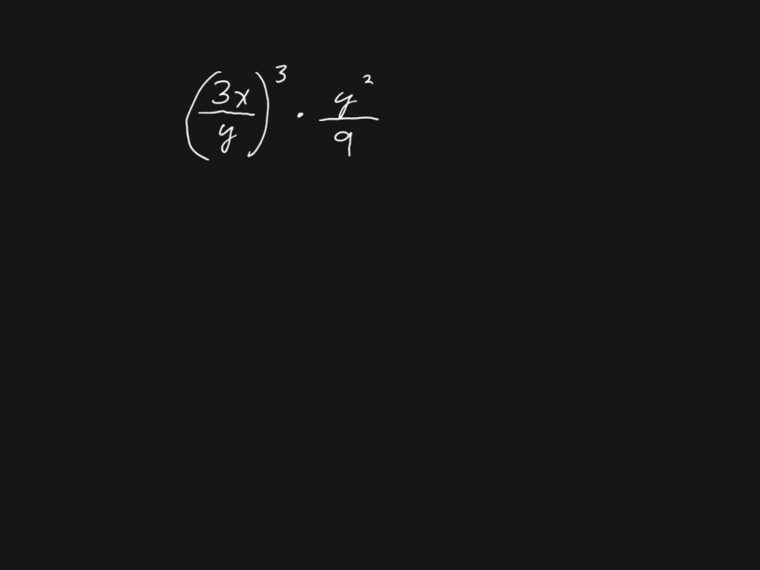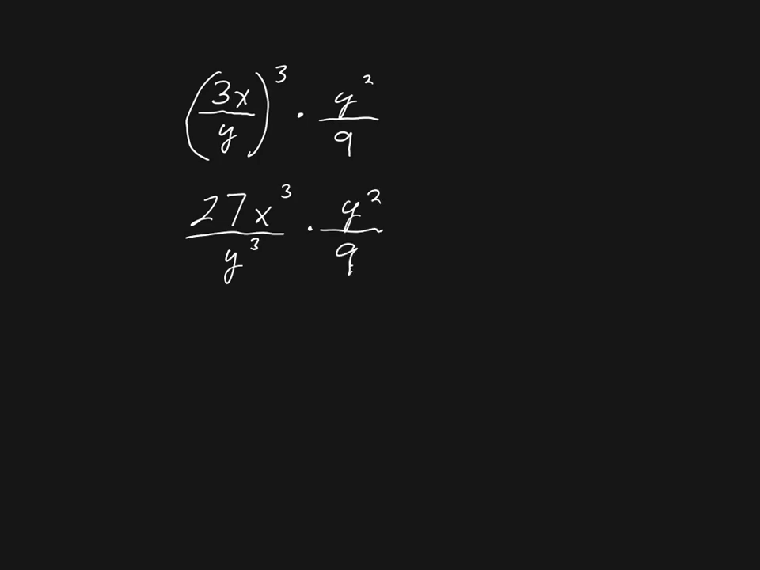How many people got this far? 27x cubed. That's correct. Celine's got it. Always be careful with 3 cubed. That's the Algebra 1 error. It's not 9. 3 times 3 times 3 is 27. x times x squared is x cubed, and then y cubed. Did you cube everything? Yes. Over 9 y squared.